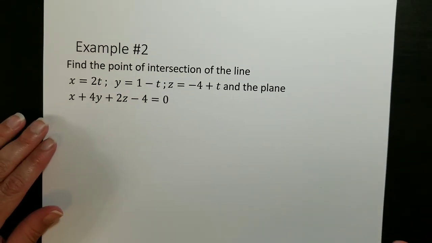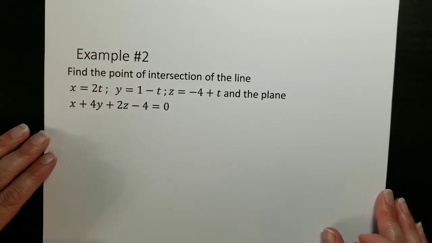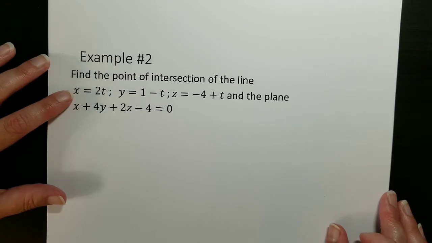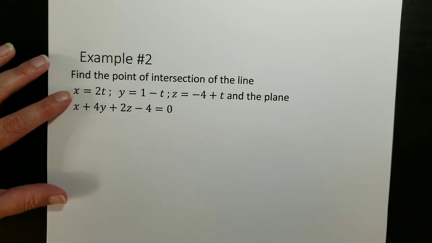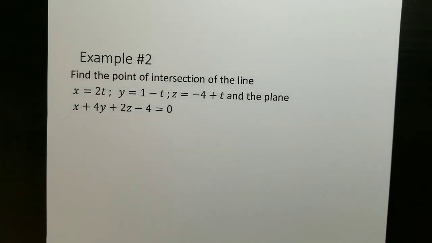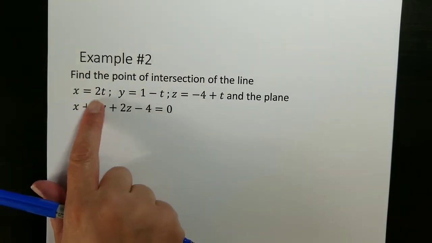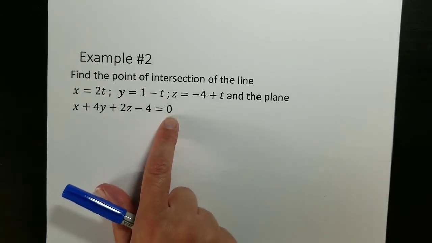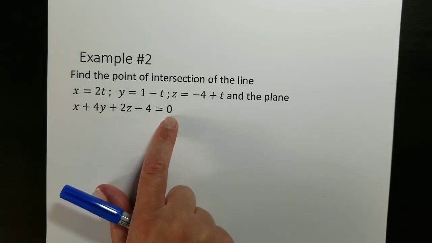Example number 2 is very similar, except we're actually given the equation of the line already in parametric. This is kind of a big lesson with a number of different examples, so I'm making this a little bit easier. You've got the equation of the line in parametric form, you have the equation of the plane in Cartesian form, which is exactly how you want to have these.